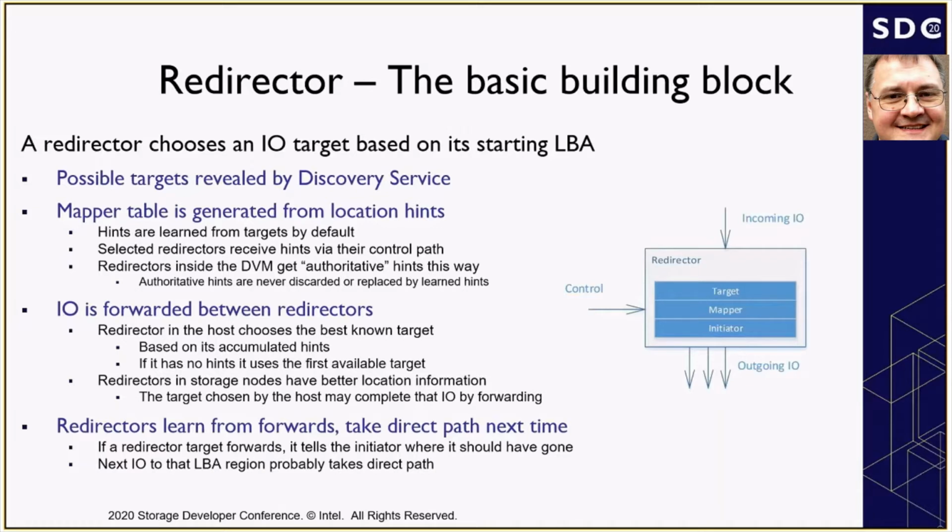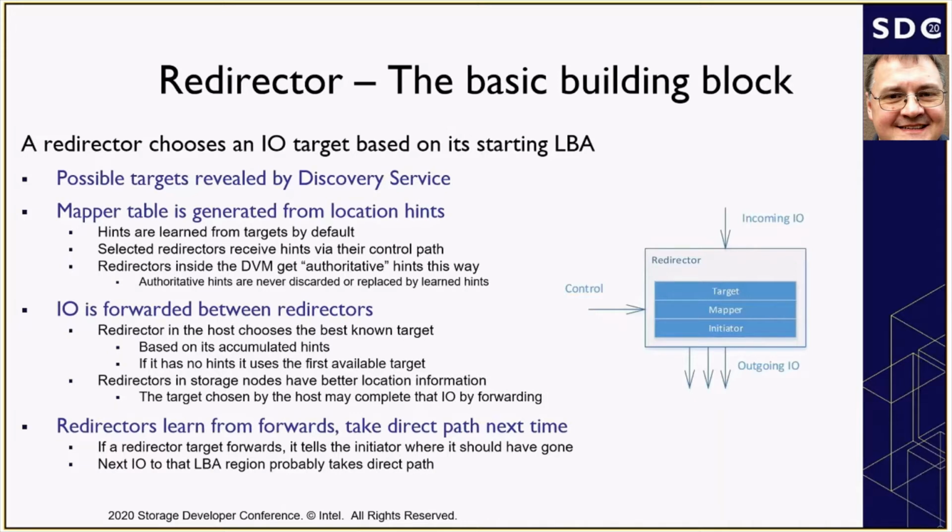Inside the redirector is an internal data structure called the mapper table. The redirector transforms all the hints it has learned from its targets, which may conflict with each other, be ambiguous, refer to targets that it's not currently connected to, etc. When those things change or targets come up and down, the redirector generates its mapper table. The mapper table maps LBAs of the namespace to specific targets. And basically, until the mapper table changes, it defines where each I/O to each LBA would be delivered by this redirector.